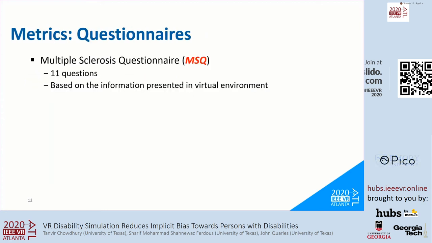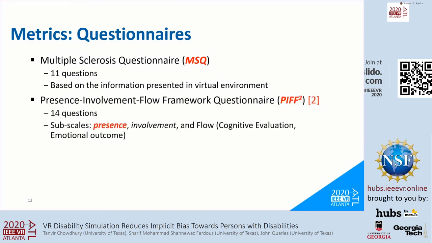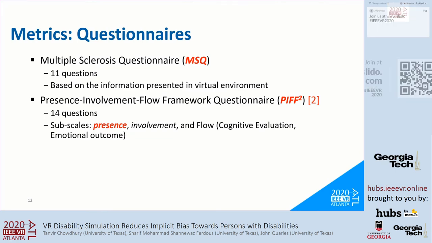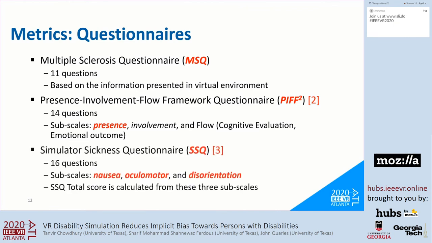A multiple sclerosis questionnaire was used to evaluate the information recall task. We developed this questionnaire using the information obtained from the National Multiple Sclerosis website. The Presence Involvement Flow Framework questionnaire is a standard questionnaire commonly used to evaluate presence, involvement, and flow in video games. We are mostly interested in presence and involvement. Involvement is how much attention or focus you give to the virtual environment. The Simulator Sickness questionnaire is a standard questionnaire commonly used to evaluate the experience of cyber sickness symptoms in virtual reality.